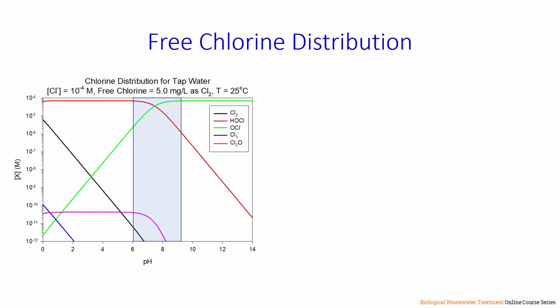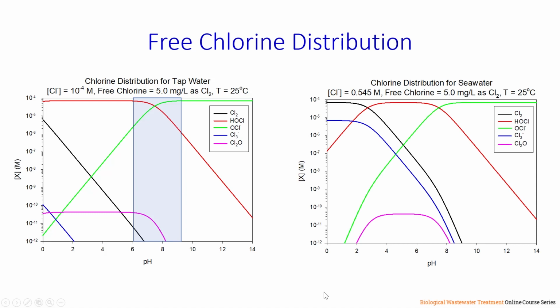We also see that the distribution of free chlorine between HOCl and OCl- is governed strongly by pH. In particular, when the pH is above the pKa for hypochlorous acid, about 7.6, we see that the residual chlorine is dominated by OCl-. That's indicated by the green line here. And for pH conditions less than the pKa of HOCl, we see that HOCl is going to dominate, and that's the red line here.